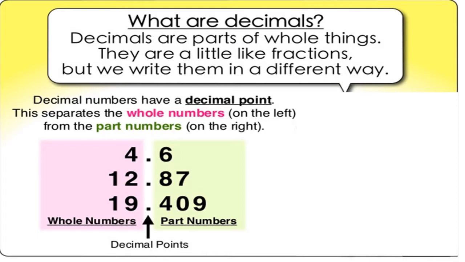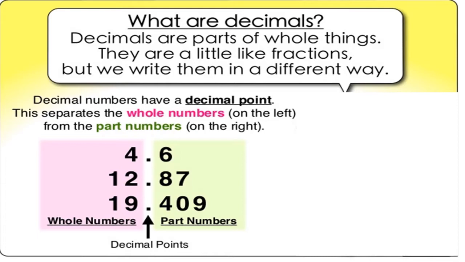What is more important in decimals is that decimal numbers have a decimal point, and this point separates the whole numbers which are on the left from the part numbers which are on the right. As you can see, 4.6 is an example. Here the point is a decimal point and the whole number is 4, which is on the left side, and 6 is a part number which is on the right side.